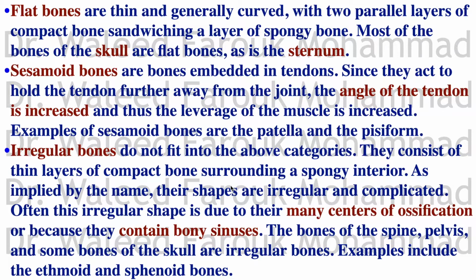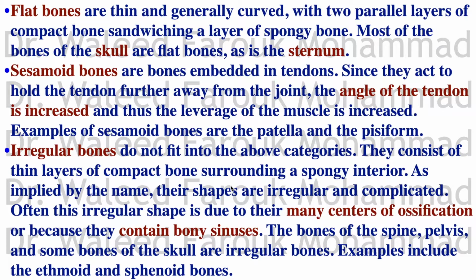Sesamoid bones are bones that grow in tendons. They are present in tendons for two reasons. They increase the angle of the tendon, and when the angle of the tendon is increased, the leverage of the muscle is increased. Now, that's one purpose. The other purpose is to protect the tendon from excessive friction.